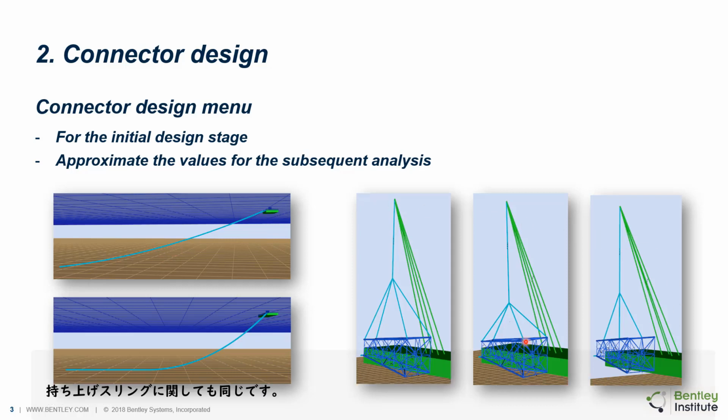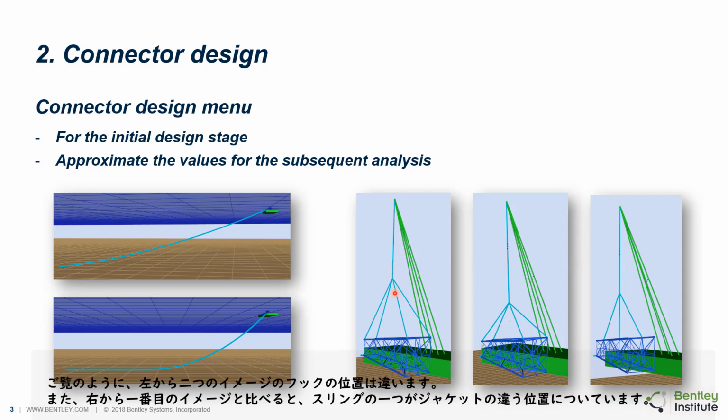Same for the lifting slings. If we look at the picture on the right here, the jacket is hanging in the air by the lifting slings. As you see, the hook locations of the first two pictures from the left are different. And also, if we compare them with the first picture from the right, one of the slings is attached to a different point of the jacket.